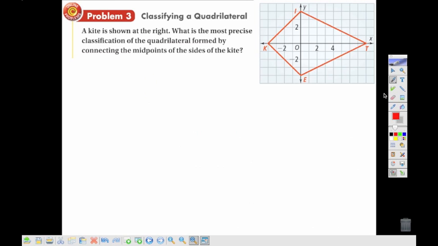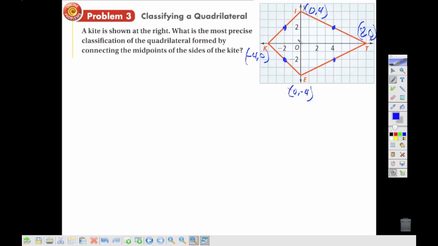In this last example, we're given a kite here, and we're asked to classify the figure formed when we connect the midpoints. So if we're looking at the midpoints of each side on here, first we should look at the coordinates of the points. These points are 0, -4, -4, 0, 0, 4, and 8, 0.